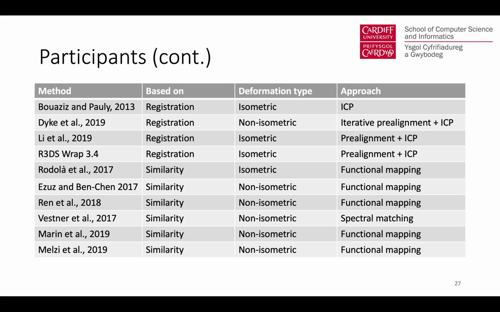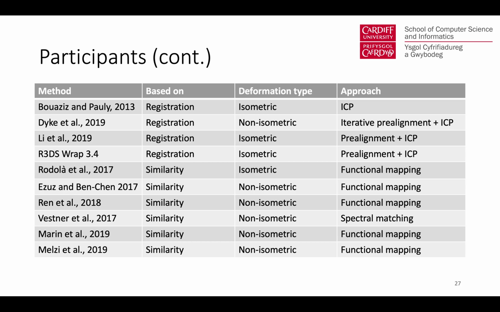Rodola extends the functional mapping formulation to the problem of partial matching. Azos and Benchen propose a method to refine an initial functional map. The method can handle non-isometric cases, and unlike early functional mapping approaches, it can compute subvertex correspondences. And Ren et al. use a functional approach. Information about surface normals is incorporated into the energy function, which helps the method handle problems associated with intrinsically symmetric shapes.